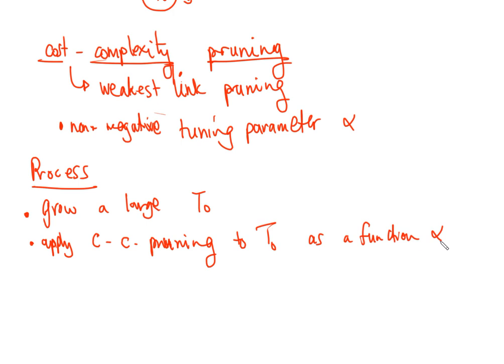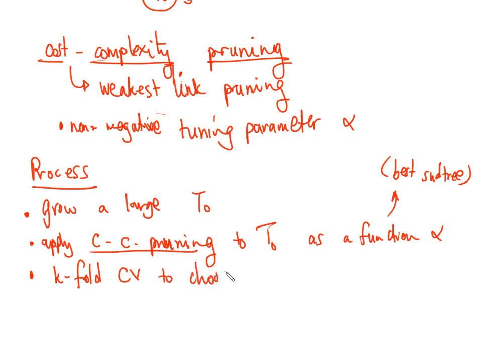And after we have created the best subtrees, we are going to use k-fold CV, applied as a function of alpha. Here we have created only the best subtrees. We are not looking at every subtree, we're just looking at the best according to cost complexity pruning. It selects the best ones, and then we are going to use k-fold CV to choose the best alpha, right?